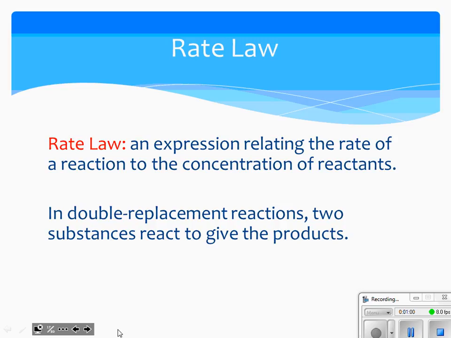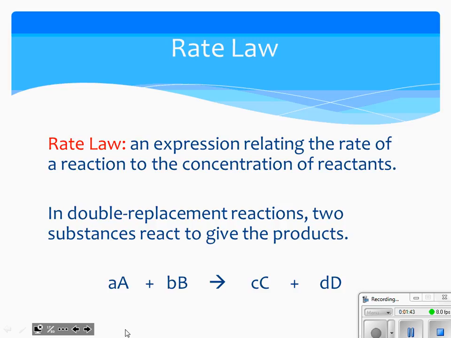In a double replacement reaction, two substances react to give the products. So if we can see a double replacement reaction, we see two reactants, we see bonds breaking, new bonds being made, and those new bonds are forming two products, correct? Well, with the rate law, let's say that we just have A, little a, little b, little c, little d.